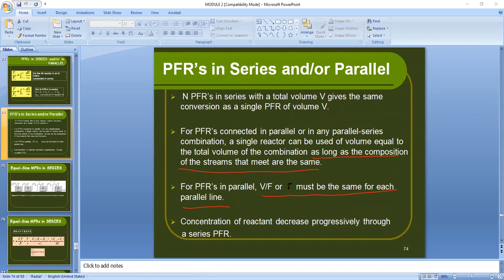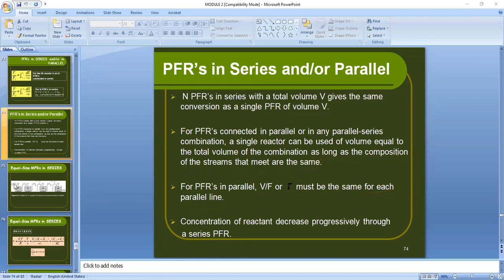Now, the concentration of the reactant decreases progressively in this series-parallel PFR combination. Of course, it has to decrease because it's being converted in the process. So that's the case of PFRs in series or PFRs in series-parallel combination.